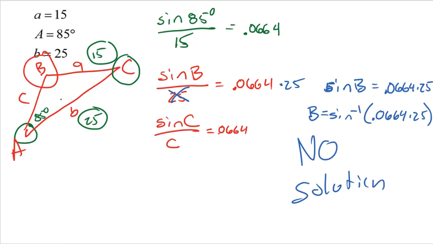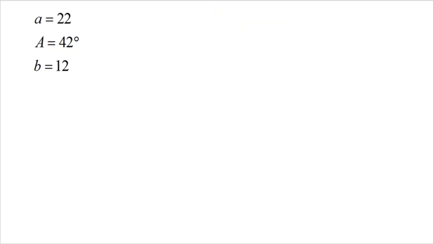What's happening here is that even though I drew the picture, I was just drawing it based on what I knew, but this 15 is too short. So in reality, it's going to end right here, and it's not even going to be able to connect with that bottom side to make a triangle. All right, so let's look at another problem that does work out.